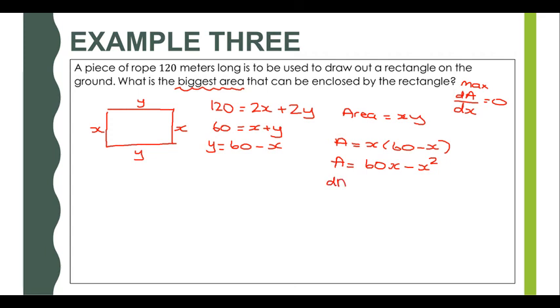So dA over dx is equal to 60 minus 2x. And I know, because it's a maximum, that that is equal to 0. So dA over dx is equal to 0. So 0 equals 60 minus 2x, which I can then rearrange to find x. So 2x equals 60 and x equals 30.